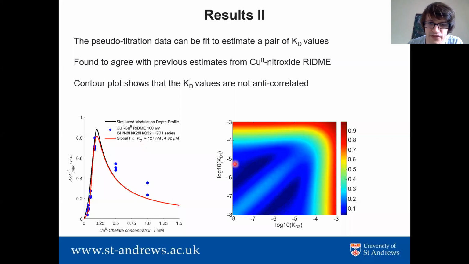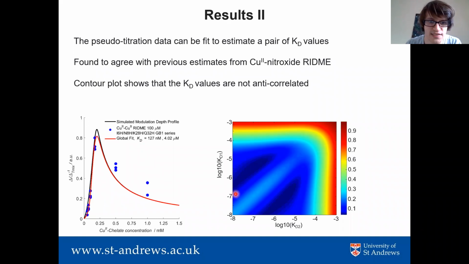And we also saw that the KD values were not compensatory. So you might expect that as one KD value increased, the other one could decrease and therefore compensate the fit. But that's not the case. It doesn't manifest that way experimentally. And this has implications for the robustness or the uniqueness of these fit solutions.